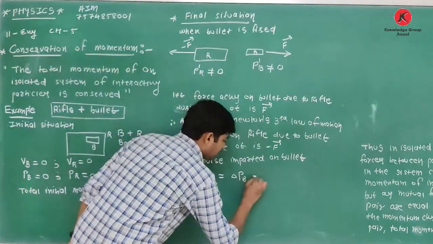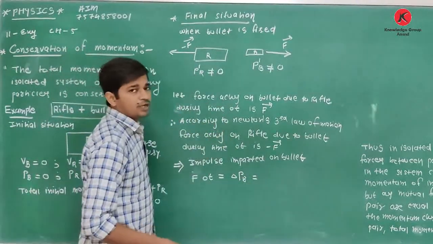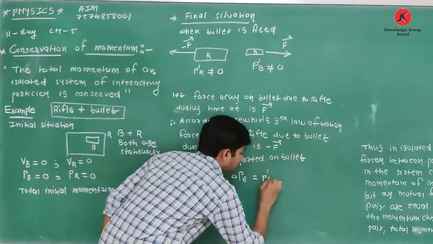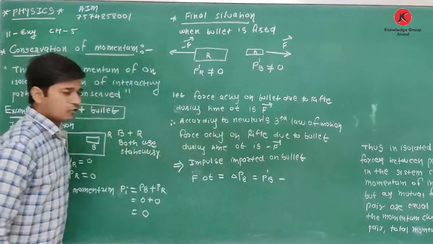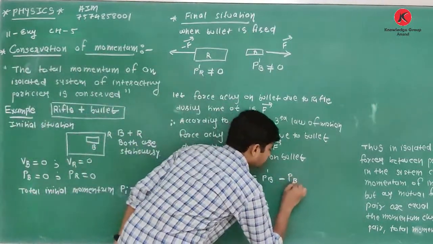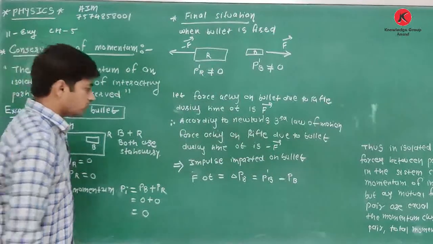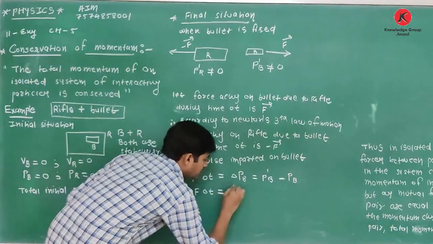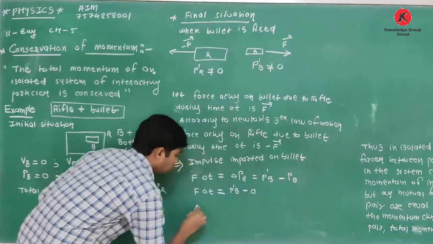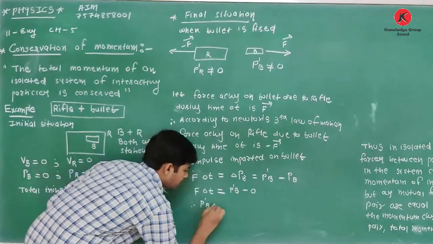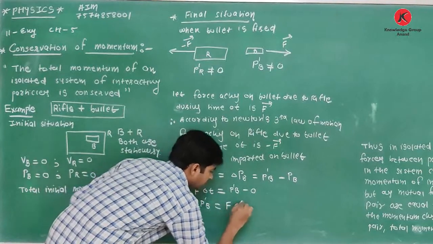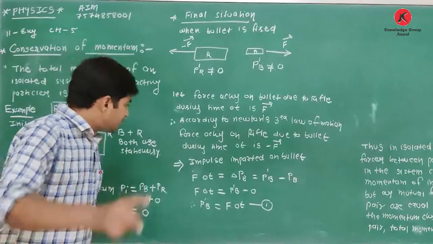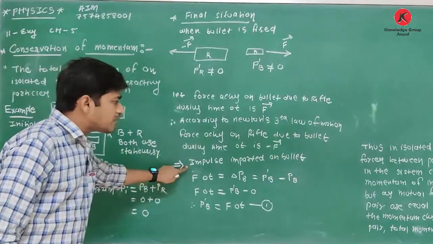Now, change in momentum means final momentum minus initial momentum. What is the final momentum of the bullet? It is P dash B. What is the initial momentum of the bullet? It is P. But we know that P is equal to 0. Then we can write F delta T is equal to P dash B minus 0. So P dash B is equal to F delta T, equation number 1. Clear about this?